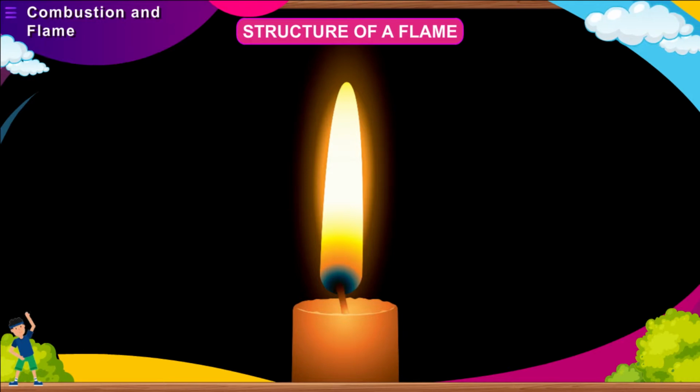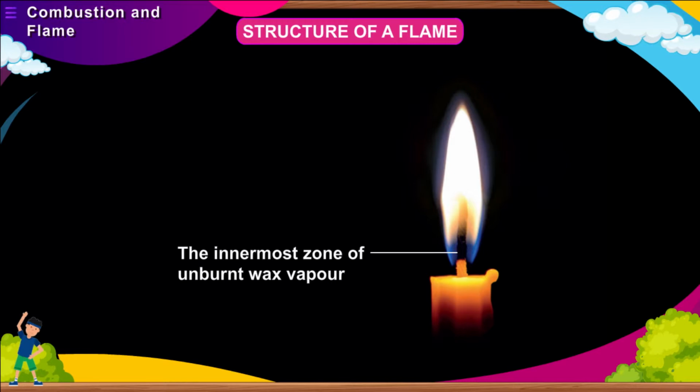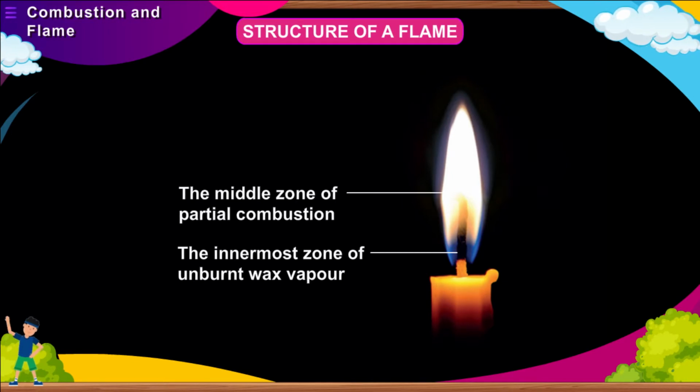A burning candle, in fact, has 3 zones. The innermost zone of unburned wax vapor. This is the least hot part of the candle. It appears black due to the presence of unburned wax vapor. The middle zone of partial combustion. This is the major part of the flame with moderate temperature. The unburnt wax gives out carbon particles, which burn to give yellow light and make this region yellow and luminous.